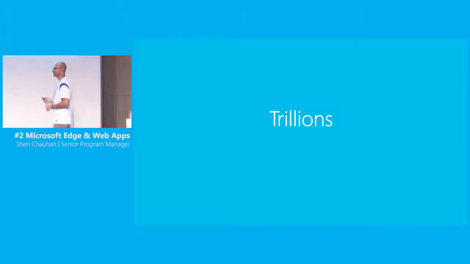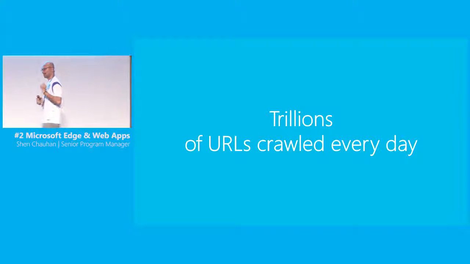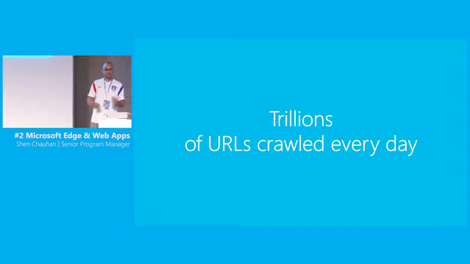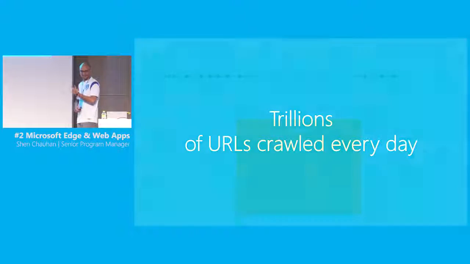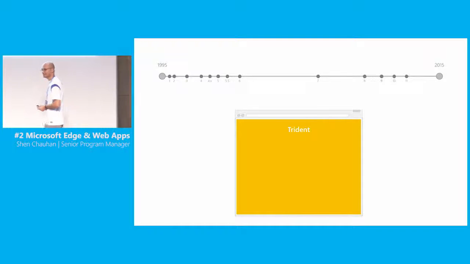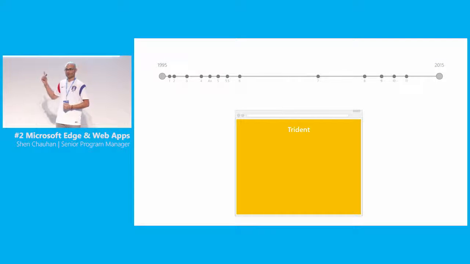Let me give you a clue. Trillions, that's the number of URLs that Bing crawls to make sure that we always serve up the correct content. So you can tell the web's been around a bit to get a trillion. Matter of fact, 20 years, based on our reckoning, in 1995. I took a picture with someone earlier, and I believe he wasn't born in 1995. So this is the first version of IE.